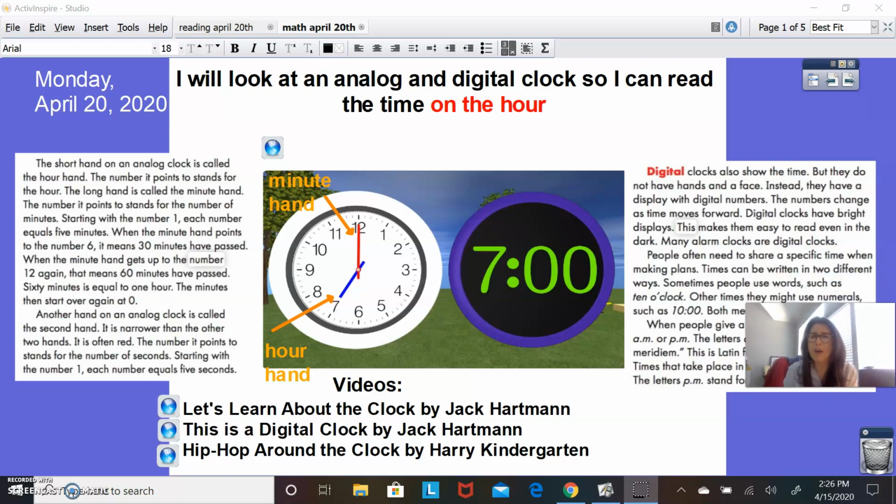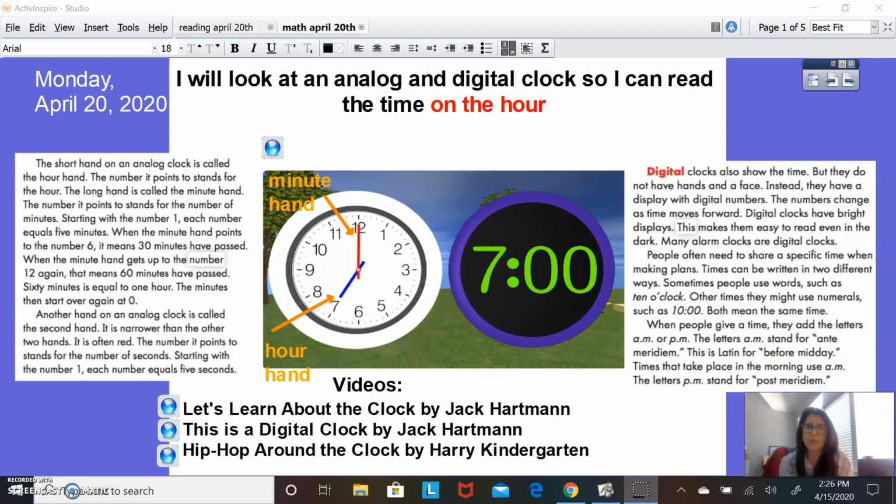So many people often need to share a specific time when making plans. So times can be written in 2 different ways. Sometimes people use words, such as, if we read this together, it says 10 o'clock. Other times we might use the numbers, the numerals, such as 10, your colon right here, the two little dots, 0, 0, but they both mean the same time. They both mean 10 o'clock.